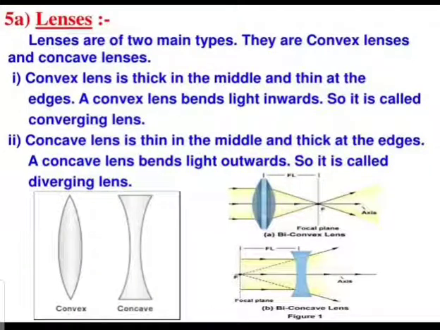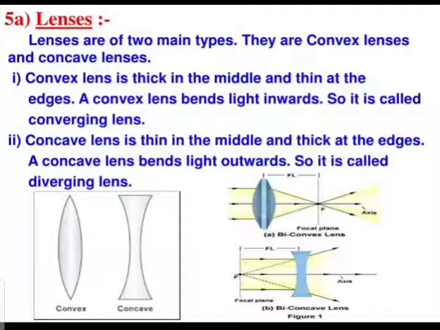Now we are going to study about the lenses. Lenses are of two main types. They are convex lenses and concave lenses. Convex lens is thick in the middle and thin at the edges. A convex lens bends light inwards, so it is called converging lens. So here is one feature of convex lens, that it is thick in the middle and it is thin at the corners. And it bends the light inwards, means the light gets converged at a single point. So that's why it is also known as the converging lens.